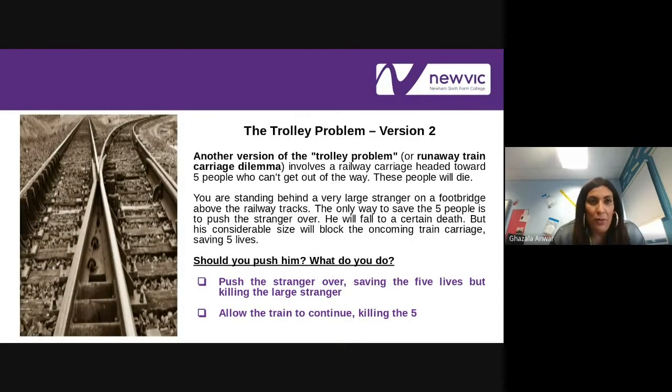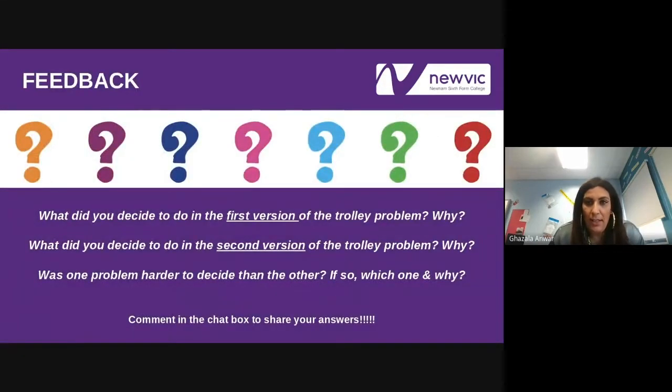Okay, so moving on. Let's have a bit of feedback. What I'd like you to do is share with me your answers in the chat box. Tell me, guys, what did you decide to do in the first version of the trolley problem and why? And what did you decide to do in the second version and why? And if you thought one problem was harder to decide than the other, which one was it and why?